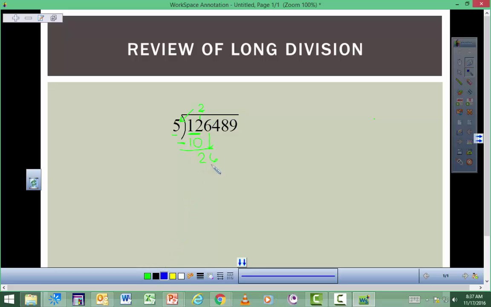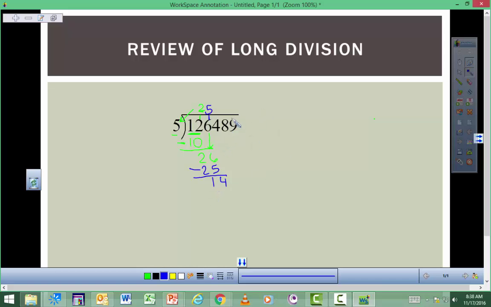Now you say, how many times does 5 go into 26? Oh, 5. We put that 5 right above the 6, and 5 times 5 is 25. Then you subtract, and we get a 1. And when we bring down the 4, you just keep going.